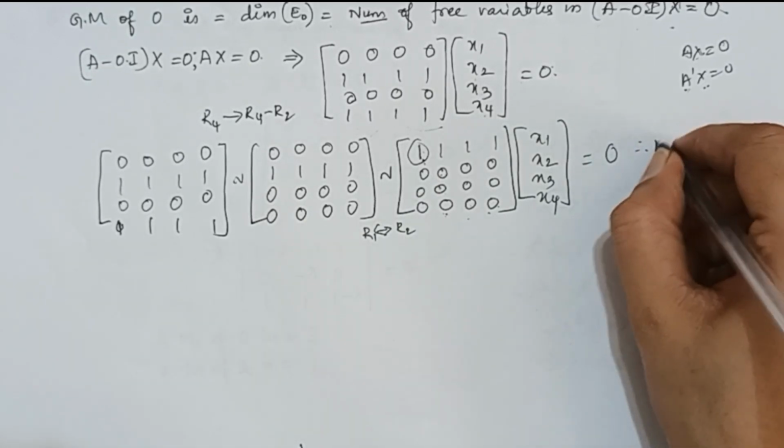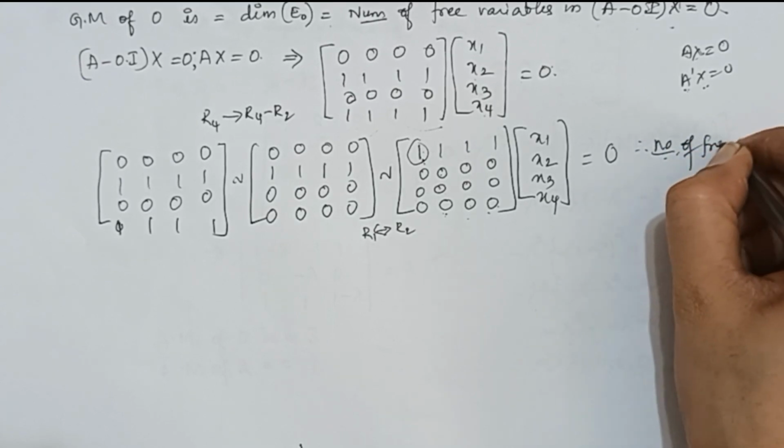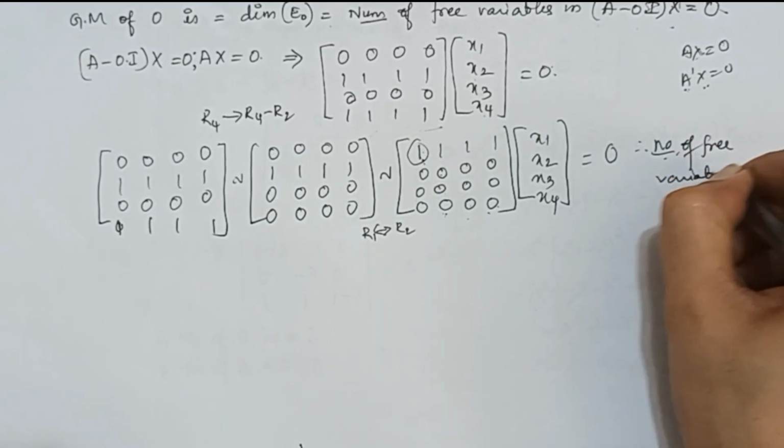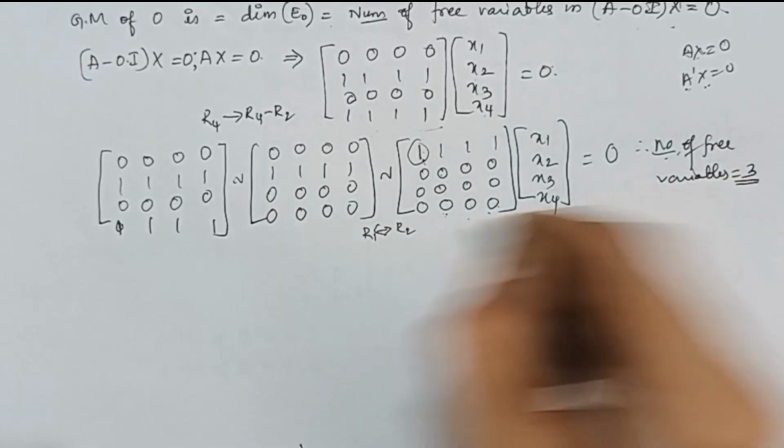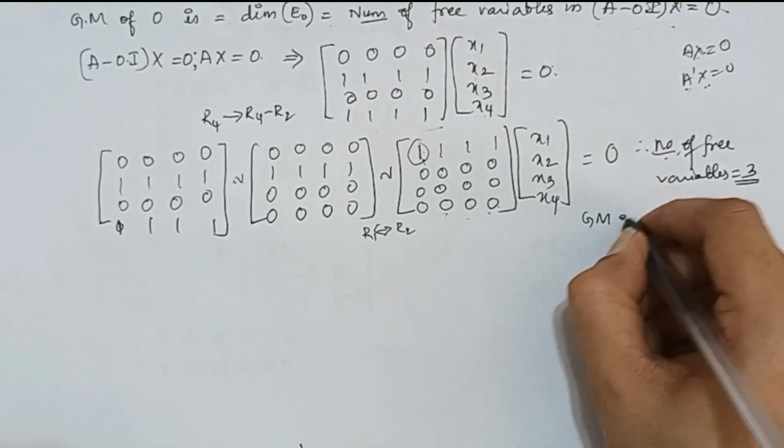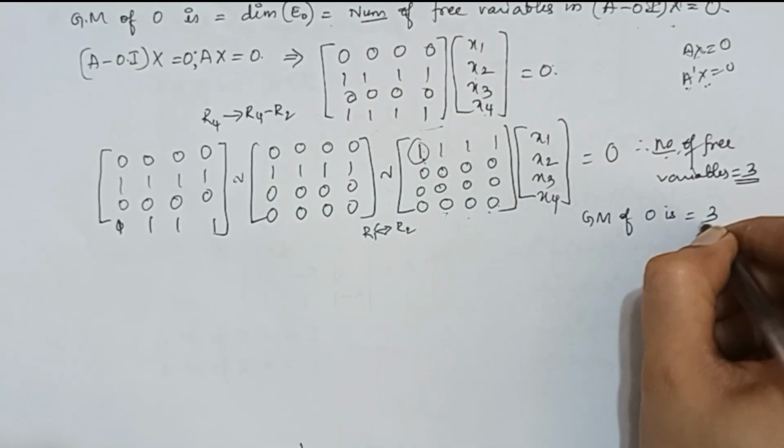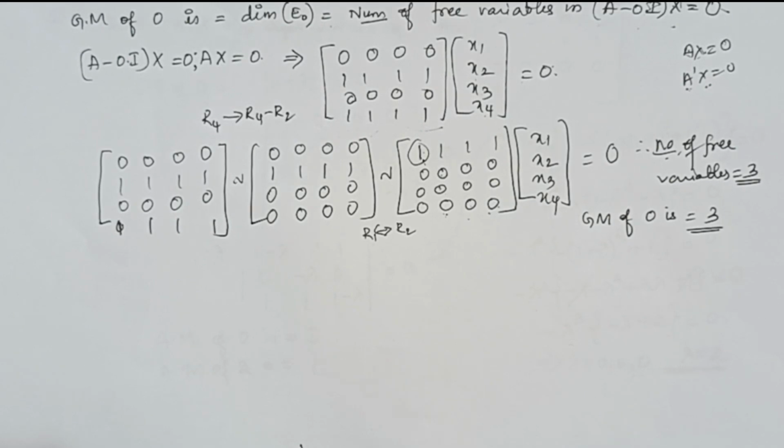Therefore, the number of free variables is equal to 3. Therefore, the geometric multiplicity of 0 is equal to 3. In this case, algebraic multiplicity equals geometric multiplicity.